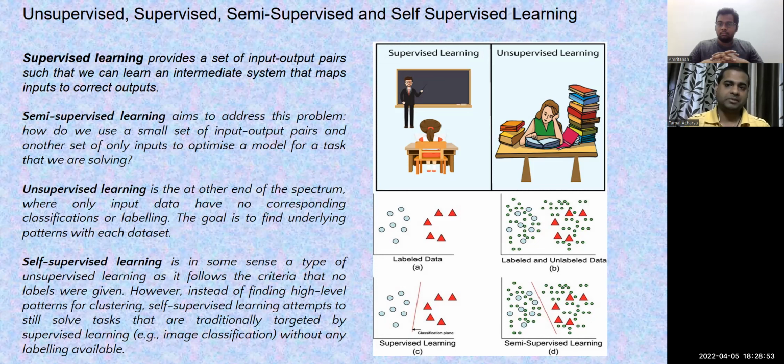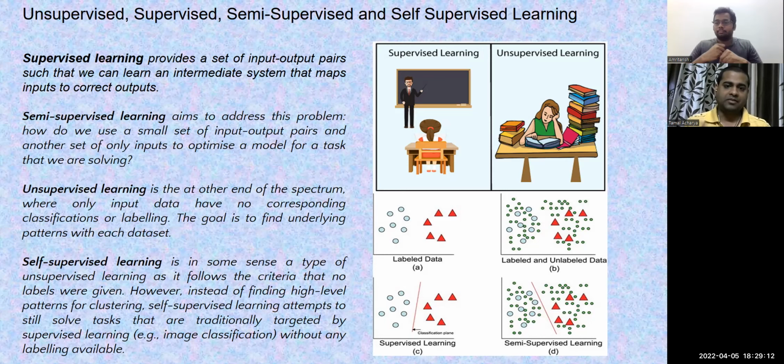As you can see in the unsupervised example, it's like you are trying to read your books and there is no teacher to guide you. You are doing everything on your own. That's unsupervised learning. Self-supervised learning is kind of a mixture of all this. It's a type of unsupervised learning. It follows the criterion that no labels are there.